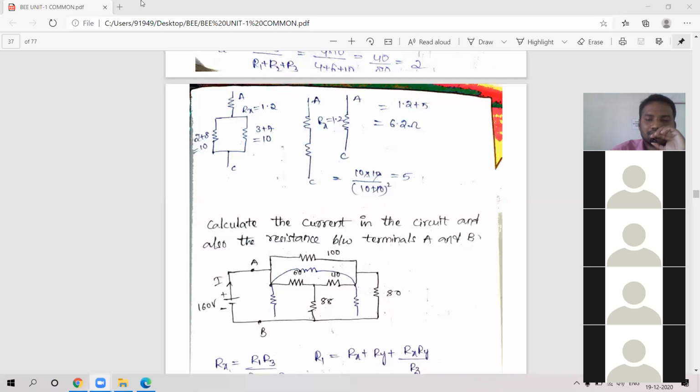Write down the question. Calculate the current in the circuit and also the resistance between terminals A and B. All of you draw this circuit, and don't draw these resistors. This color is different. I am pointing it out. You can see.